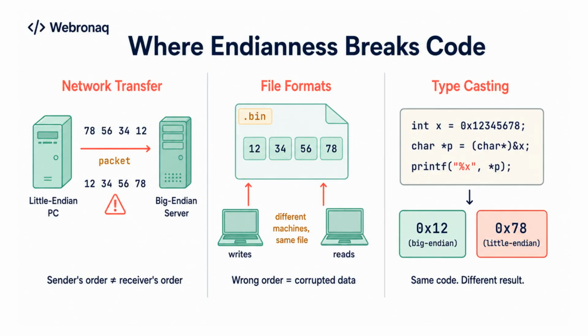Third, typecasting in code. Look at this snippet. We store a 32-bit integer, then cast its address to a char pointer and print the first byte. On a big-endian machine, you get 0x12. On a little-endian machine, you get 0x78. Same code, same value, two different answers, purely because of how the bytes sit in memory. This is the kind of bug that compiles fine, runs fine on your machine, and silently breaks the moment your code touches a different architecture.